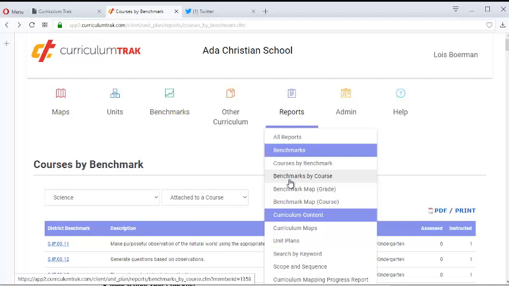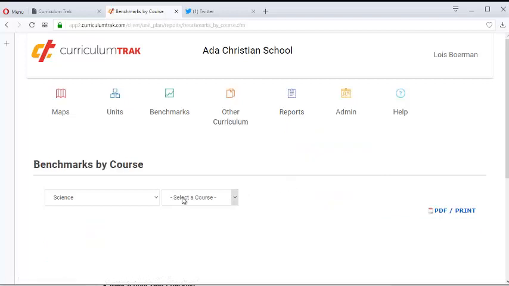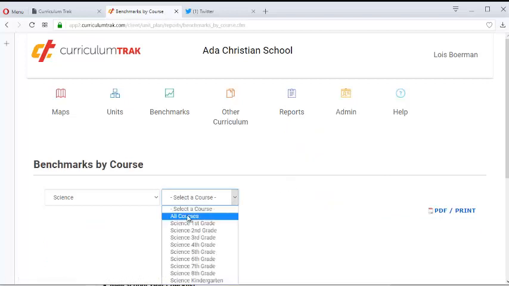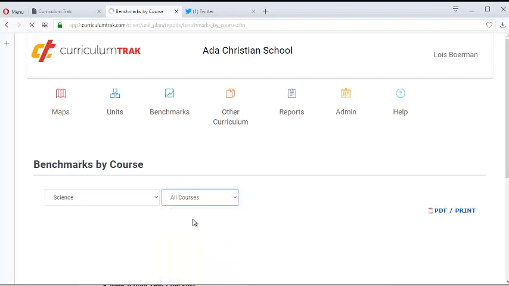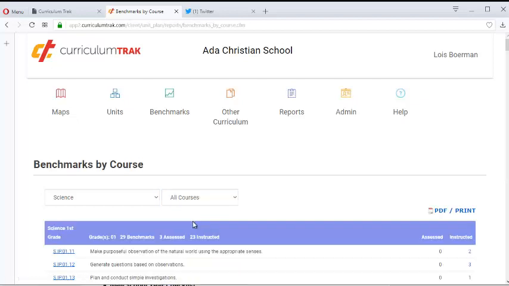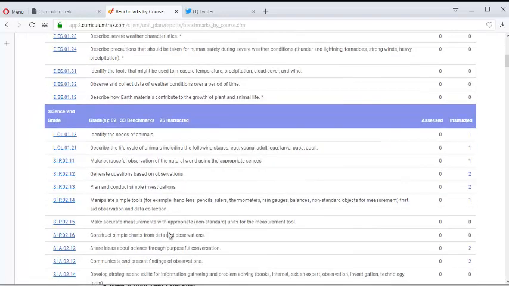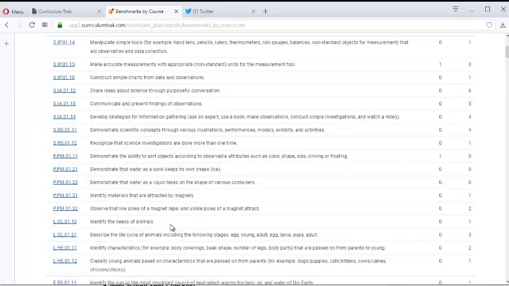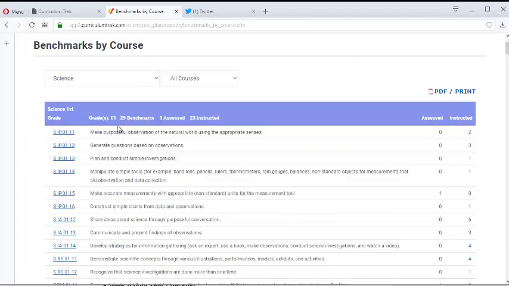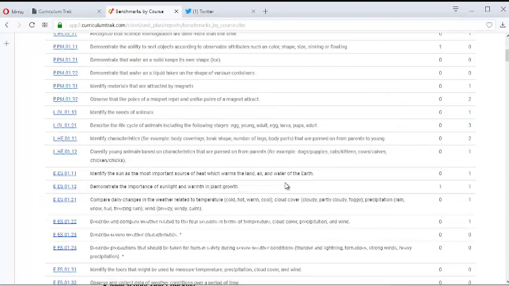Next, let's go to the benchmarks by course. And this looks at the same data, but it looks at it from the other direction. In other words, it groups them by course. And I could pull out an individual course. I'm going to go ahead and choose all courses, and I'll list them. Here's first grade science, second grade science, third grade science, and so on. So as we look at first grade science, it says there are 29 benchmarks attached to first grade science.